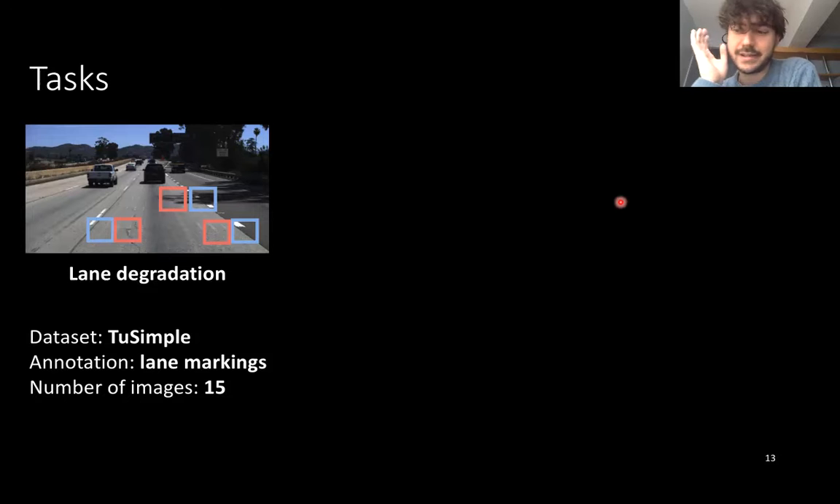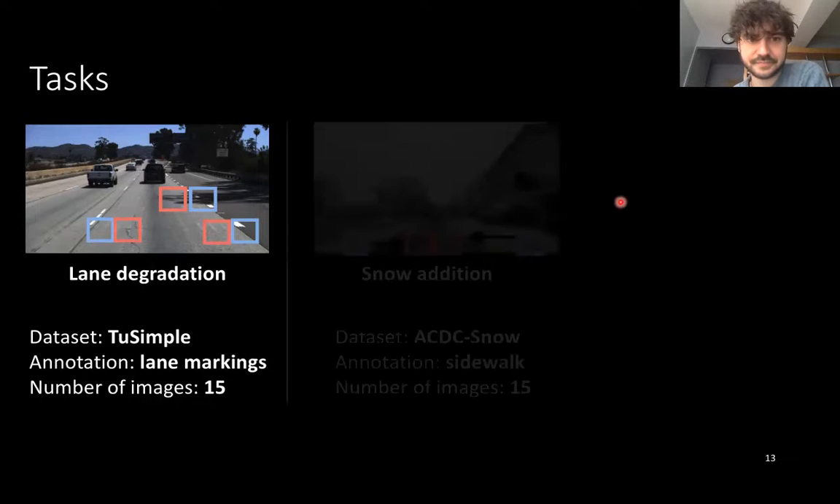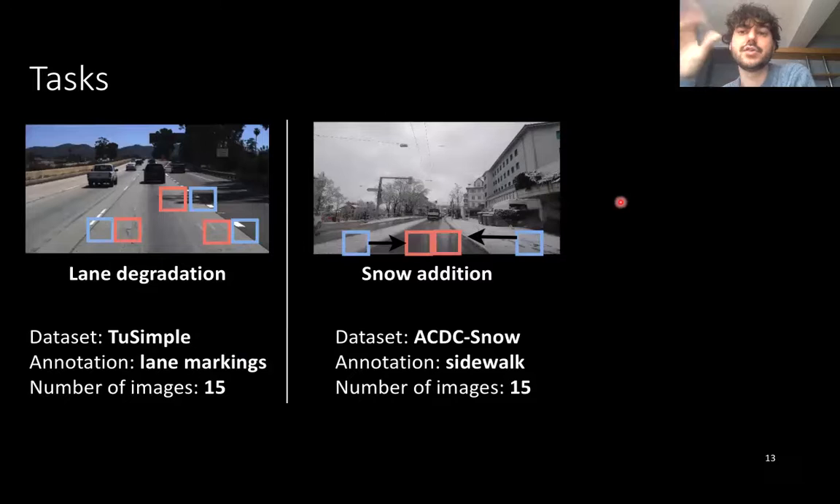Also, very importantly, we train on only 15 images. So again, we are very few shot in this kind of scenario, and we are building a method that can be used by just using a few images. We have another task that is the snow addition task.